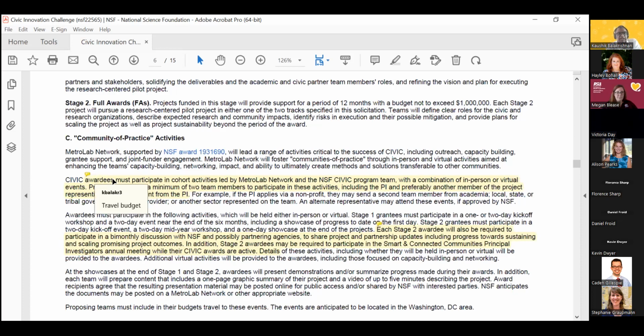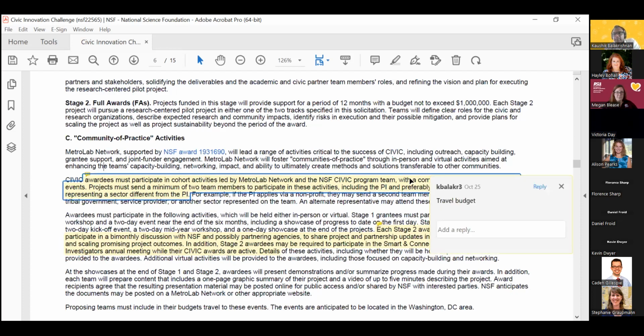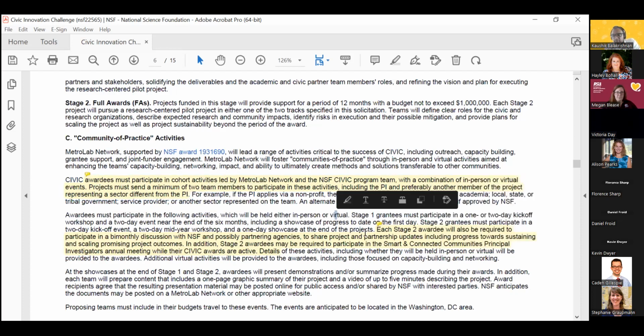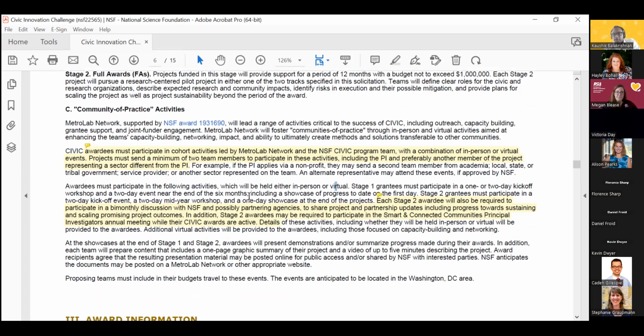So here we go. Must. Civic awardees must participate in cohort activities led by Metro Lab with a combination of in-person or virtual events, which explicitly tells you to send a minimum of 2 team members, including the PI and preferably a member of the project representing a different sector from the PI. So that means this is a direct budget impact. This is also a milestone impact. So you need to know what are the things you are required to do.